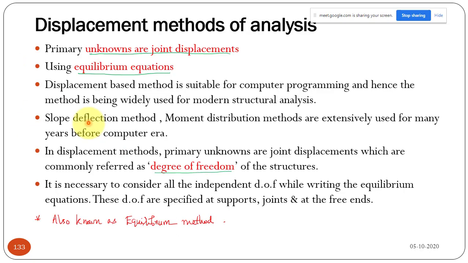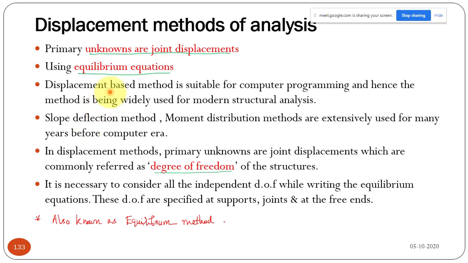When you come to the displacement method, the difference is that the primary unknowns are joint displacements. First we solve the joint displacements, and then we can solve the forces. In force method, first we solve the forces, then the displacements, because force and displacement are related through some equations. Once you solve the joint displacements, we can get the unknown forces also. Those will be secondary unknowns.